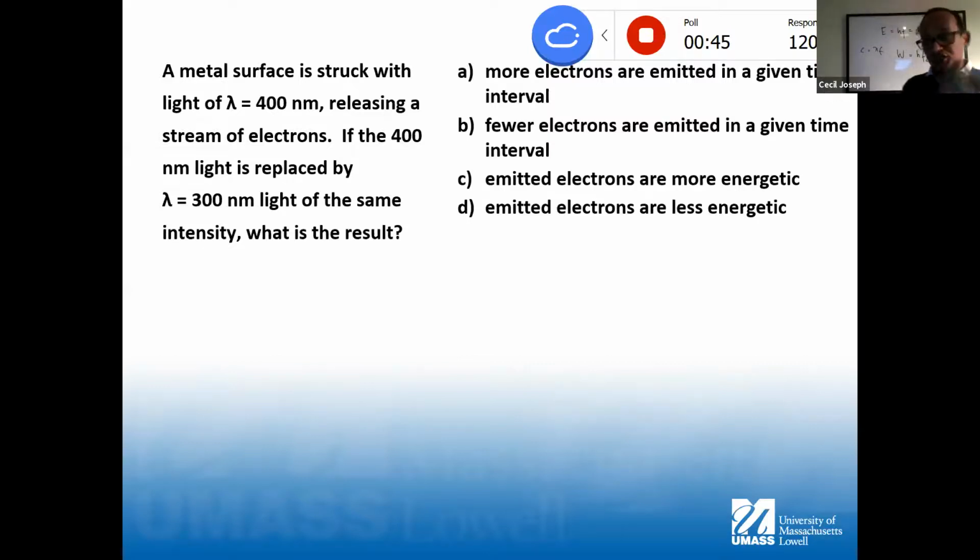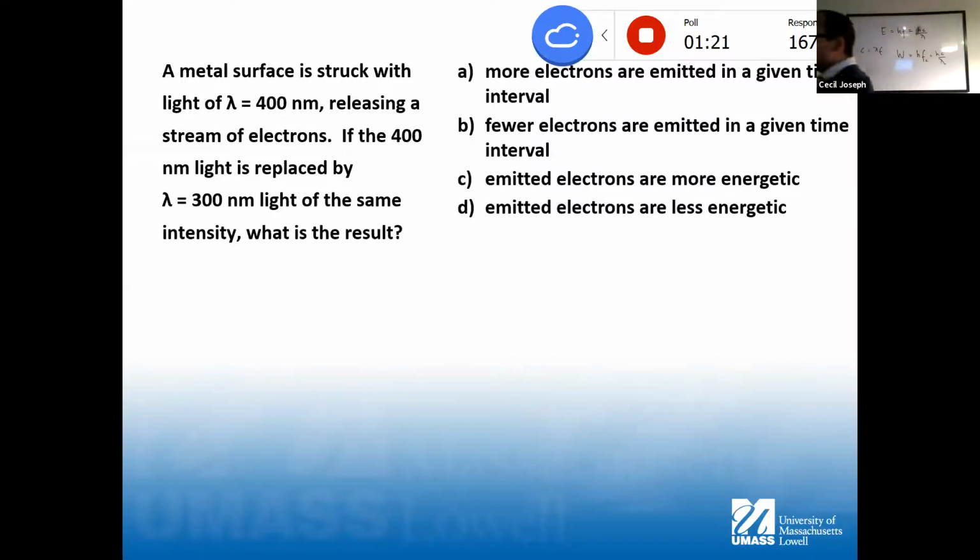So the first question, Patrick's saying the energy went up. The first question is the 300 nanometer photon more or less energetic than the 400 nanometer photon? And the answer is, it's a shorter wavelength, so a higher frequency. So it is more energetic. The 300 nanometer photon has more energy than the 400 nanometer photon. So the question now becomes, obviously, if the lower energy photon is emitting, the higher energy photon will emit, right? So there will be electrons emitted.